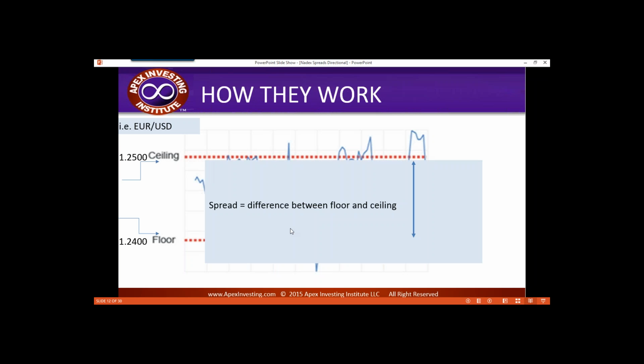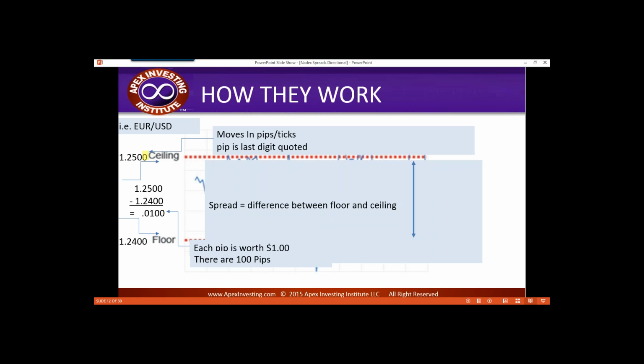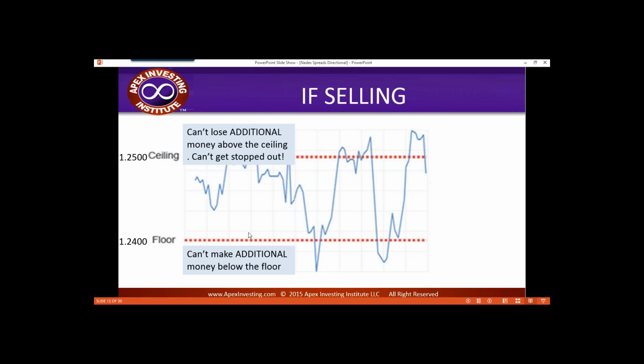So the spread is the difference between the floor and the ceiling. So basically, there's 100 pips in this spread, okay? And everything moves in pips or ticks. A pip is the last digit quoted, and each pip is worth $1. Technically, there are 100 pips in this spread. So it all depends on where you buy or sell into a spread.